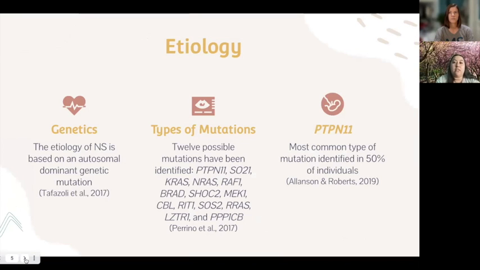When we look at the etiology for Noonan syndrome, like I stated before, it's based off of genetics. So it is based on an autosomal dominant genetic mutation. There are 12 possible mutations that an individual with Noonan syndrome can have. However, the most common type is PTPN11. This is identified in about 50% of individuals that have been diagnosed with Noonan syndrome.